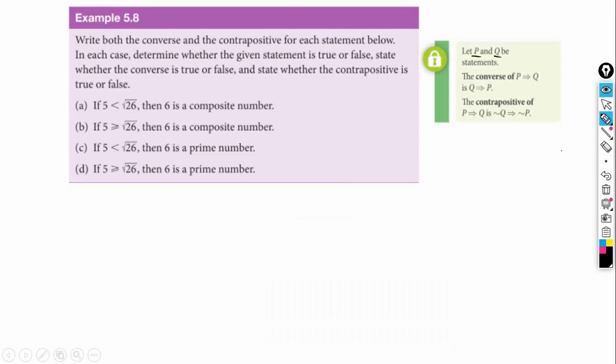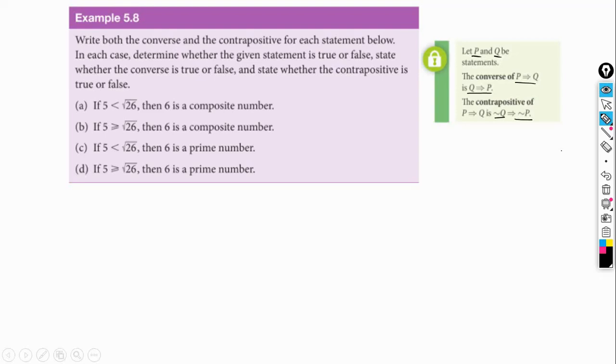Let P and Q be statements. The converse of "if P then Q" is "if Q then P." The contrapositive of "if P then Q" is "if not Q, then not P." So now let's focus on example 5.8.